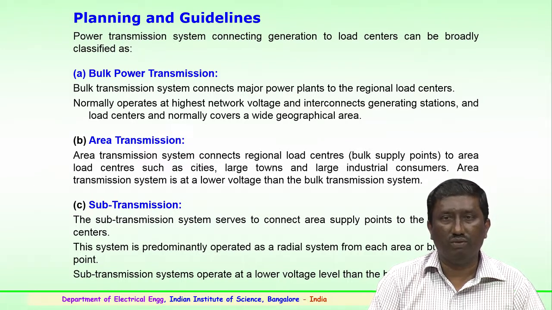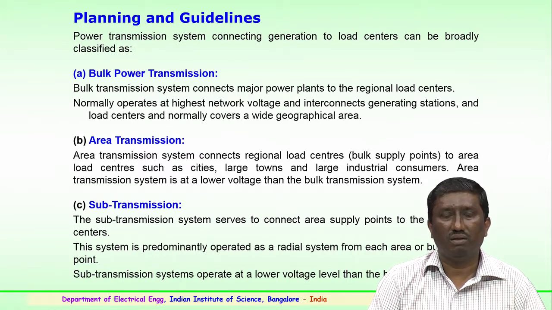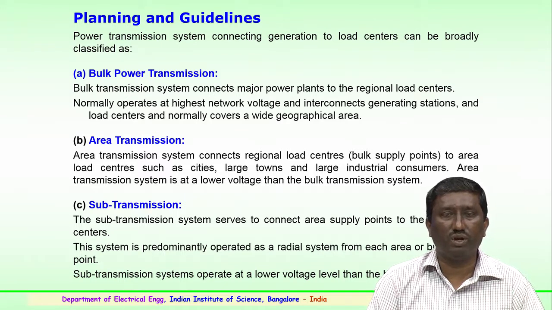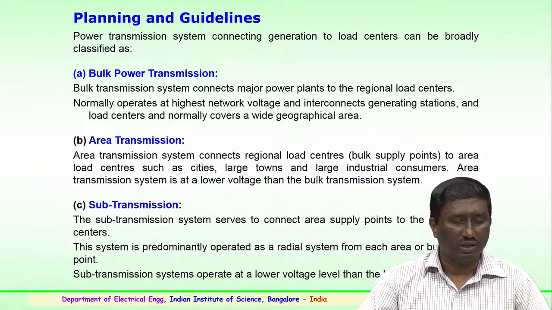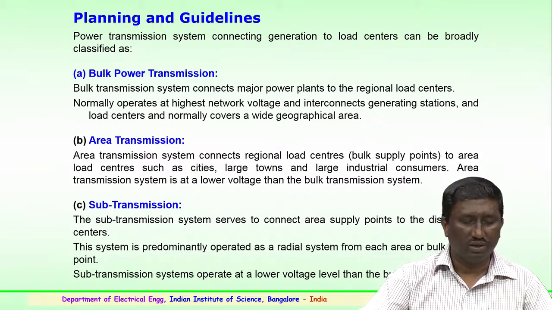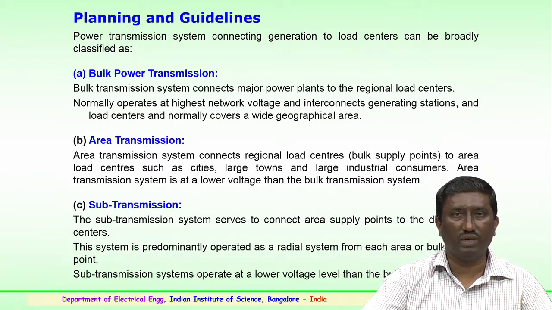Here it could be 11 kV or lesser; in the case of domestic use it could be 440 volts, where the 11 kV is stepped down to 440 volts, and so on. So, these are the various power transmission levels which are classified as per the planning.